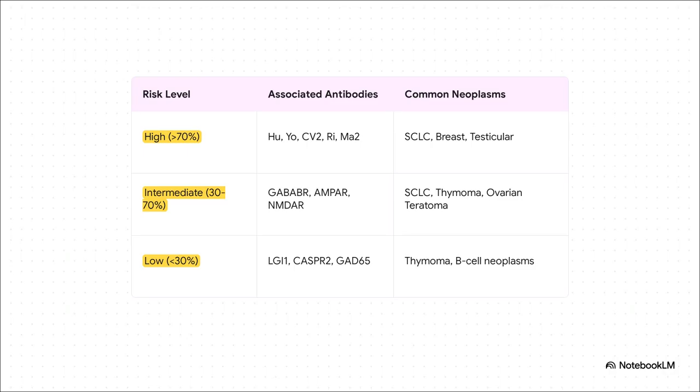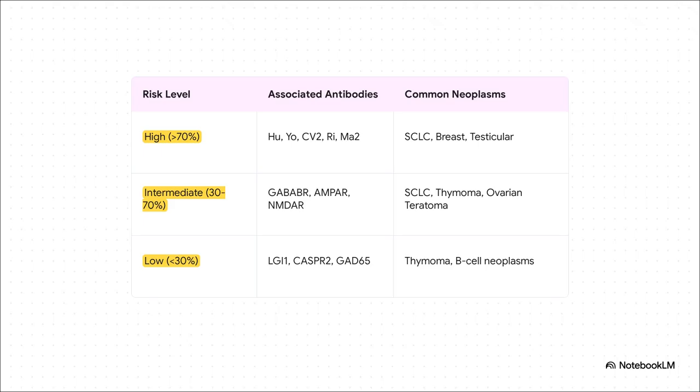This table, right here, is your roadmap for the cancer workup. It's that simple. If that antibody panel comes back positive for a high-risk antibody, I'm talking Hu, Yo, CV2, Ri, or MA2, you have to assume there is a cancer hiding somewhere until you prove otherwise. For anti-Hu, that means an aggressive hunt for small cell lung cancer, so you're getting a CT chest, probably a PET scan. For anti-Yo, you're thinking breast and ovarian cancer. For MA2, you're looking for testicular cancer in men.